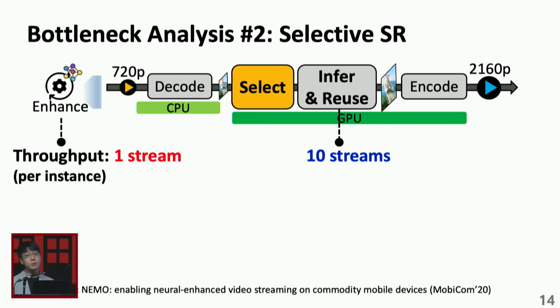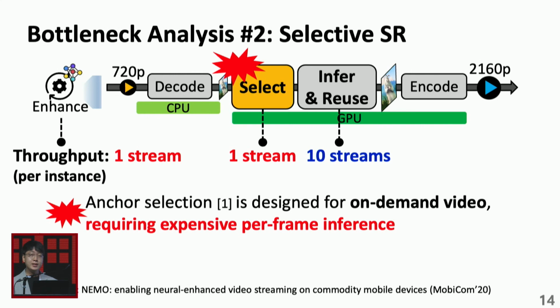So which processes become the key bottleneck now? First, the latest anchor frame selection algorithm, NeMo, is designed for on-demand video, which requires per-frame inference to estimate the benefit of anchor frames. However, this is infeasible in live streaming, where anchor frames must be selected on the fly. Otherwise, naively selecting anchor frames, like uniform sampling, eliminates the costly selection, but largely diminishes the benefit of selective inference.